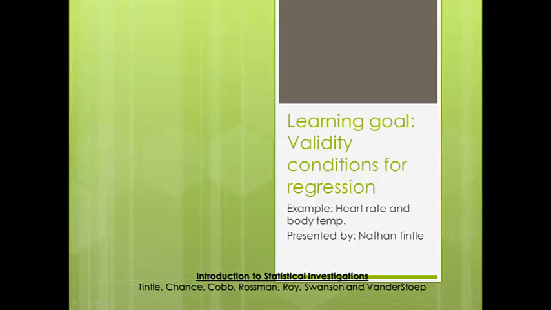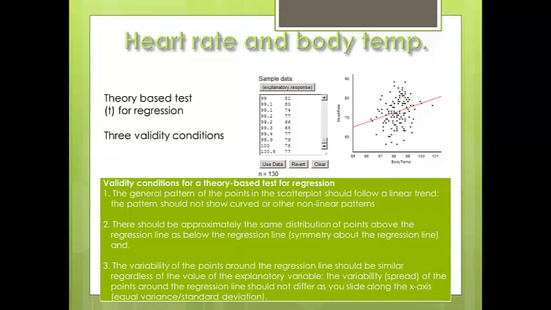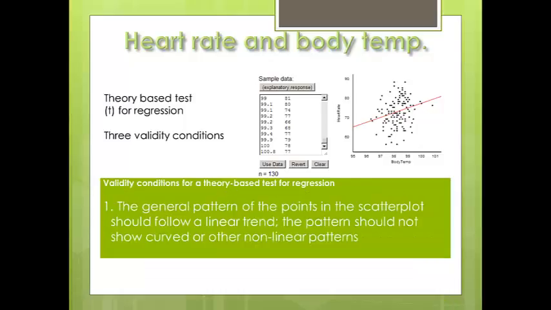In this Learning Goal video, we will talk about the validity conditions for a theory-based test on a regression slope. We'll use the heart rate and body temperature data set to talk about this learning goal. The theory-based test is a t-test for this type of data where we're testing two quantitative variables and we're evaluating regression and correlation. There are three validity conditions for this theory-based t-test for regression. We'll talk about those three validity conditions now.